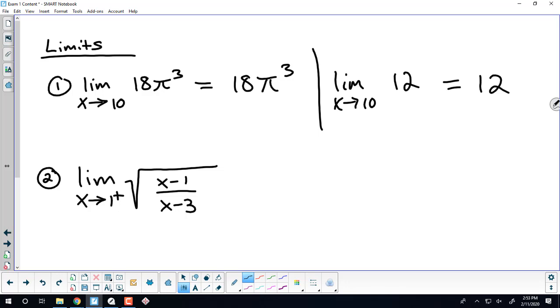Definitely the numerator's approaching 0, rather. If I approach 1 from the right, what's the denominator approaching? A negative number, right? So what does that mean? Yeah, it's an imaginary number, so it doesn't exist as a real number. It doesn't exist.